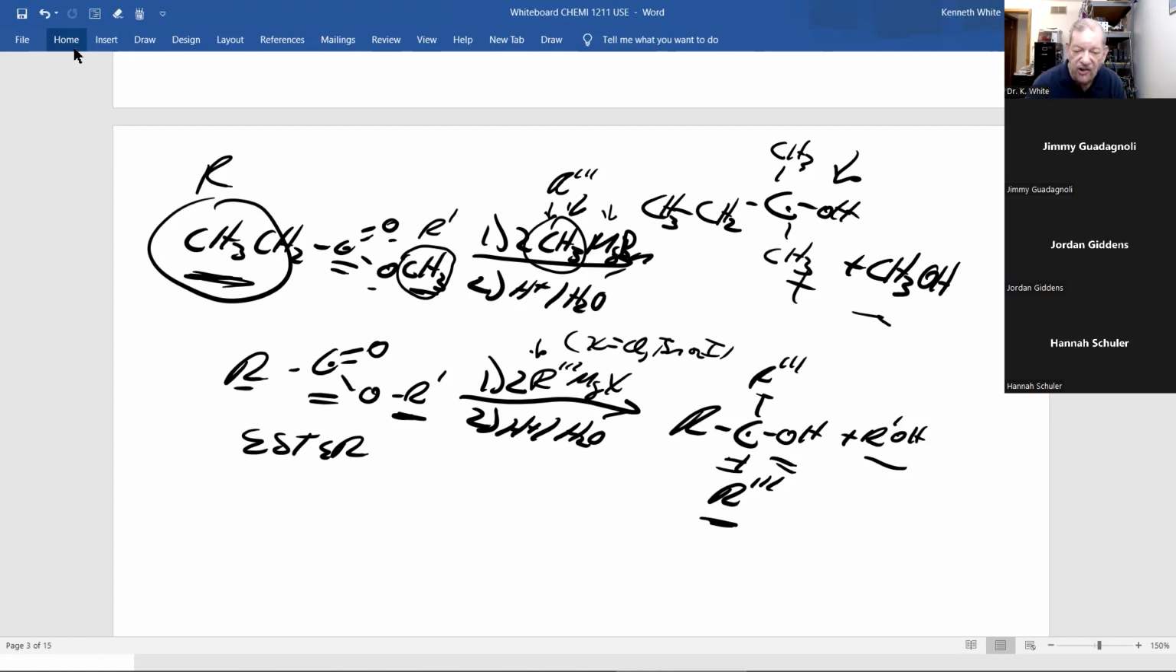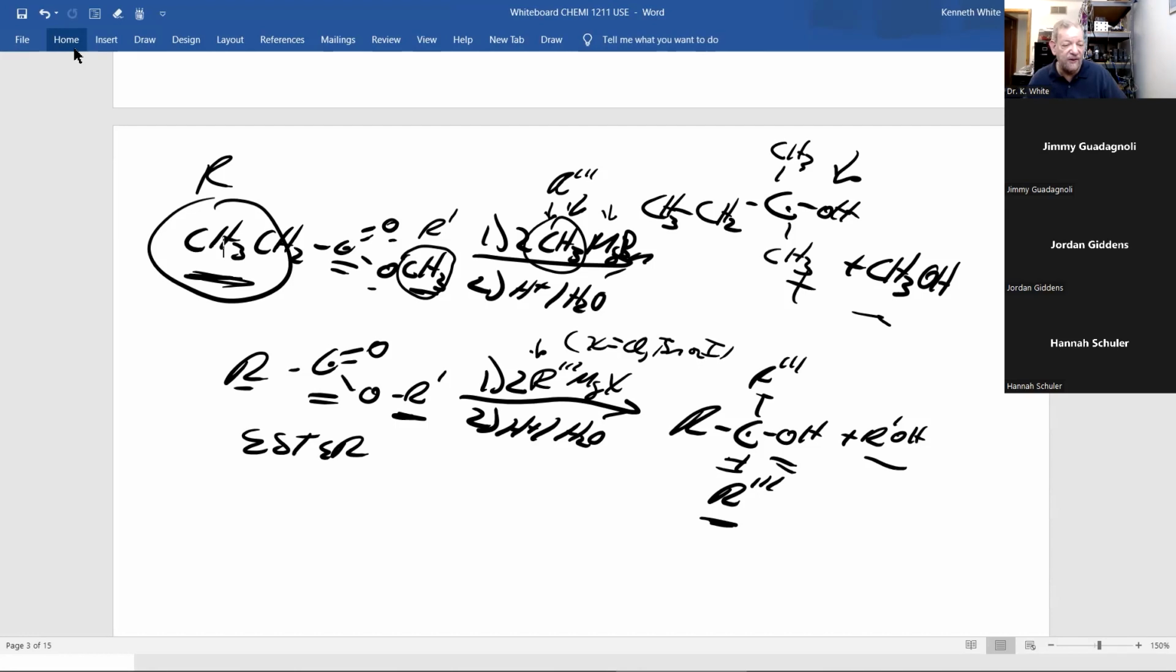Now, as a special July 4th gift from Dr. White, on my test and on my final, this reaction, ester reacting with two molecules of Grignard, second step acid and water, I will never give you a synthesis problem. I'll only ask you to give the product or products. Again, for this reaction, my special July 4th holiday gift to you is I will never give this as a synthesis problem. What's the starting material? But I will ask, give the product or products.